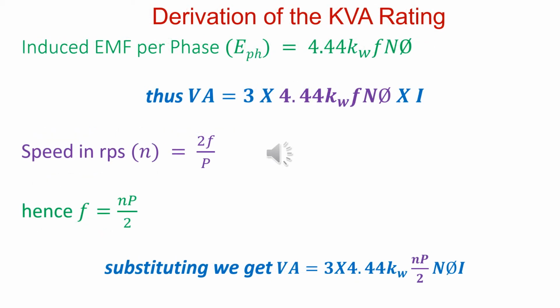Induced EMF E is equal to 4.44 Kw F n phi. Speed n in RPS is equal to 2F by P. That is, frequency F is equal to Np by 2. E and F are substituted in the VI equation.